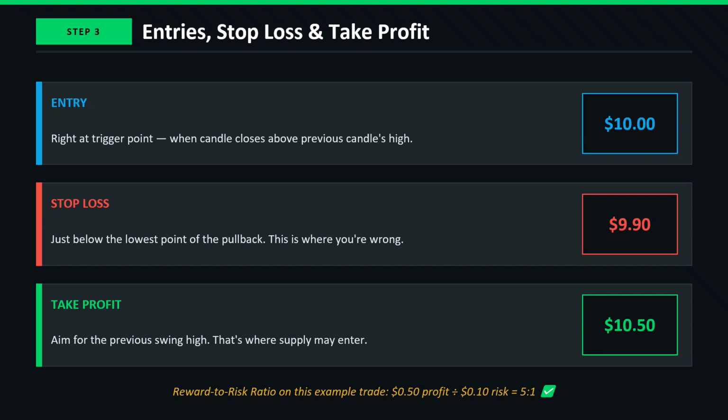And where is our first take profit? We aim for the most recent previous swing high, which is $10.50. This is a logical area where sellers might come back in, so it's a smart place to take profits. Now, look at the reward to risk ratio on this trade. Our risk is 10 cents per share. Our potential profit is 50 cents per share. That's a 5-to-1 reward to risk ratio. That is excellent. It means you can be wrong 4 out of 5 times and still break even.